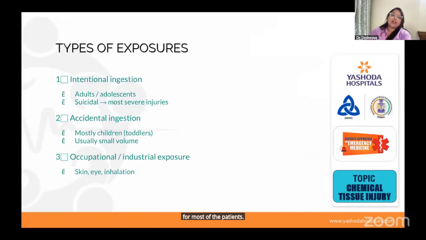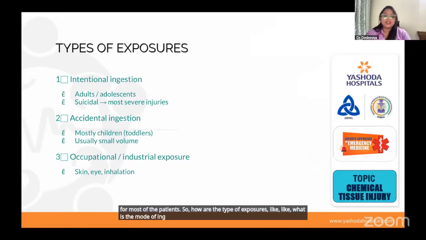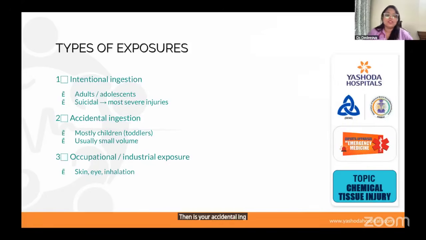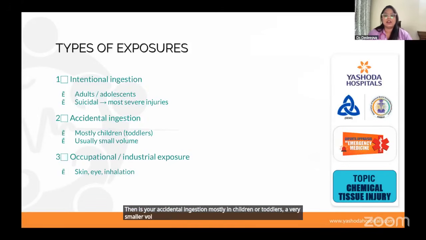So what are the types of exposures, like what is the mode of ingestion? First, a very common one is intentional ingestion, in adults or adolescents, mostly predisposed by suicidal intent, which causes severe injuries. Then there is accidental ingestion, mostly in children or toddlers, where a very small volume ingestion can be seen. Rarely, you see occupational or industrial exposure with involvement of skin, eye, or inhalational issues.